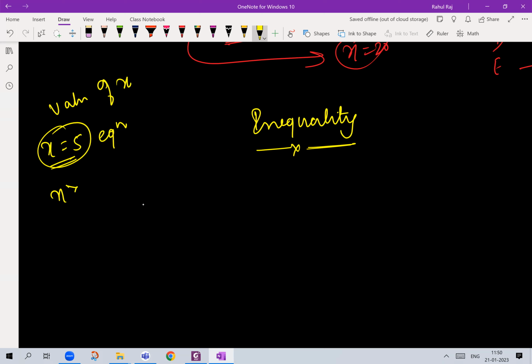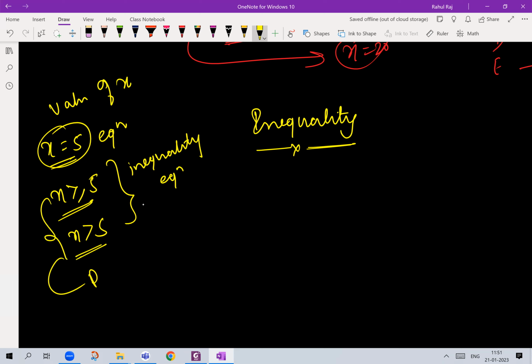If I say to you x greater than or equal to 5, or x greater than 5, what does this mean? These are inequality equations. And x greater than 5 means what? These are called the range of x. Please understand the difference between range and value of x.